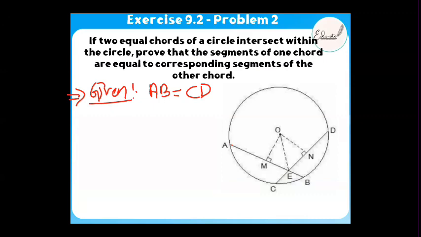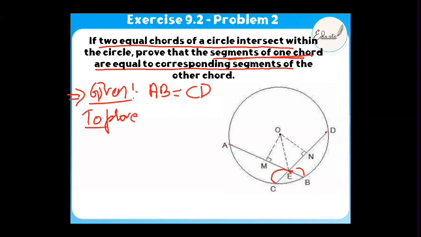Then prove that the segments of one chord. First, they have told that two equal chords of the circle intersect each other. They are intersecting at this point E. Okay, they have told you the segments of one of the chords are equal to the corresponding segments of the other chord. So what you are going to prove is AE is equal to ED and CE is equal to EB. Okay, what is to prove? AE is equal to ED, the segments formed by this and this chord.